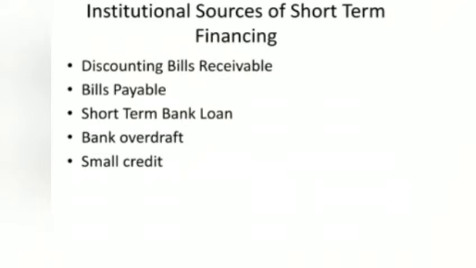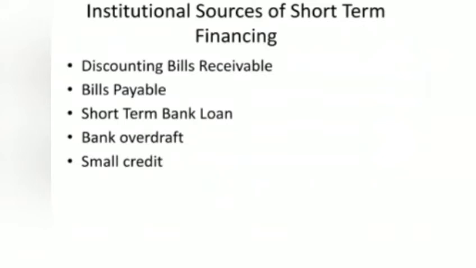Institutional sources of short-term financing. First one is discounting bills receivable. When products are purchased on credit, the buying firm promises to the selling firm through signing a document to pay a specified amount of money after the expiry of the certain period, usually 3 months. So, the duration of bills receivable is 3 months. This type of document is called bill of exchange. This bill is receivable for the selling firm. So, selling firm can collect cash by exchanging or discounting this bill in a commercial bank.